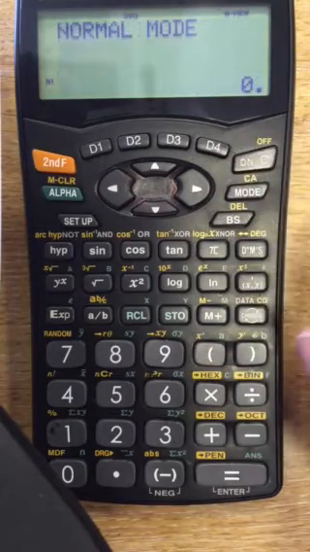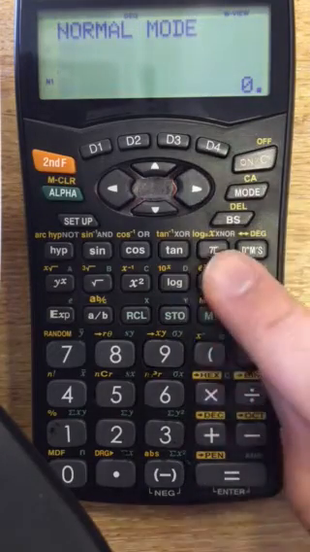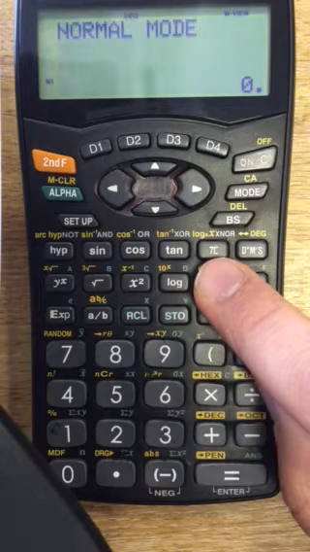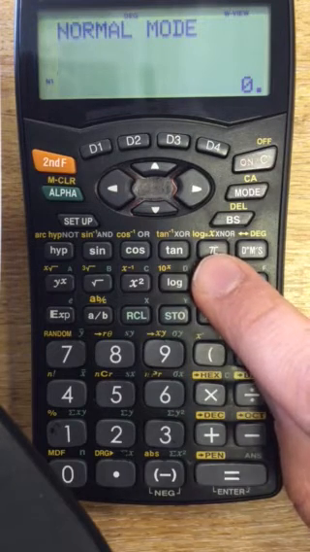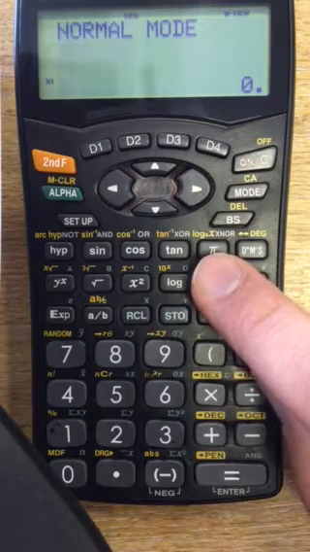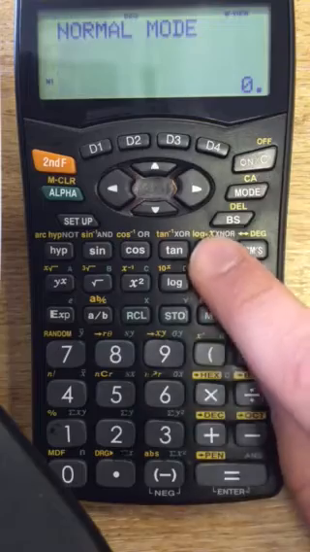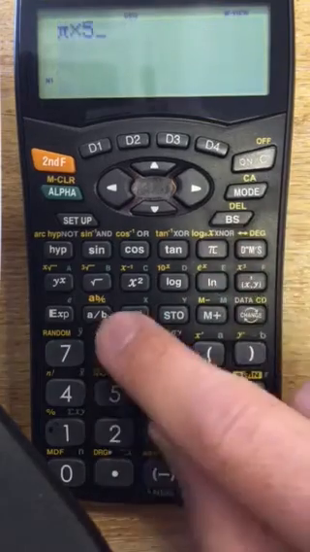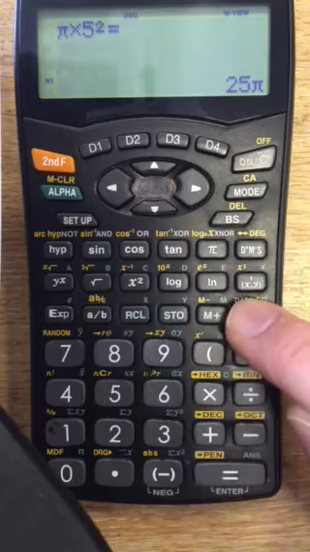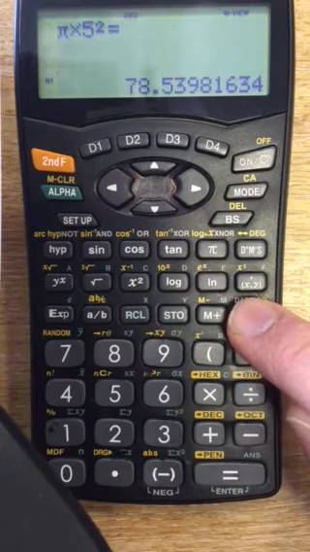I just want to point out that you also have the pi button here, so you don't need to estimate pi to 3.14 in your exam. You can actually use the pi button. So for example, if I wanted to find the area of a circle with a radius of 5 centimeters, I could just put pi times by 5 squared, and that would give me the area of a circle that has a radius of 5 centimeters.